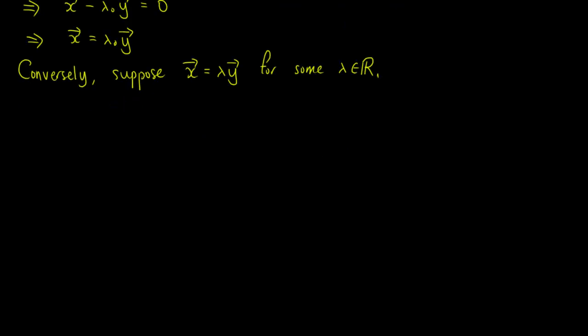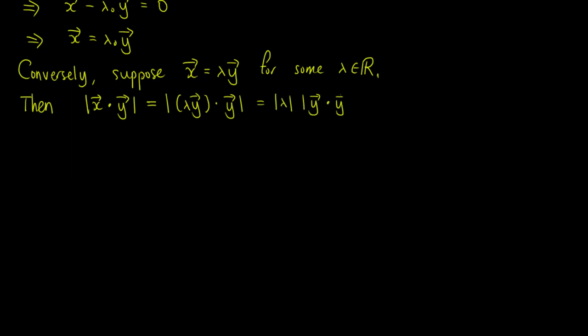Conversely, suppose that x equals lambda times y for some real number lambda. Then, the absolute value of x dot y equals the absolute value of (lambda times y) dot y. This equals the absolute value of lambda times the absolute value of y dot y. By definition, this is equal to the absolute value of lambda times the length of y squared.